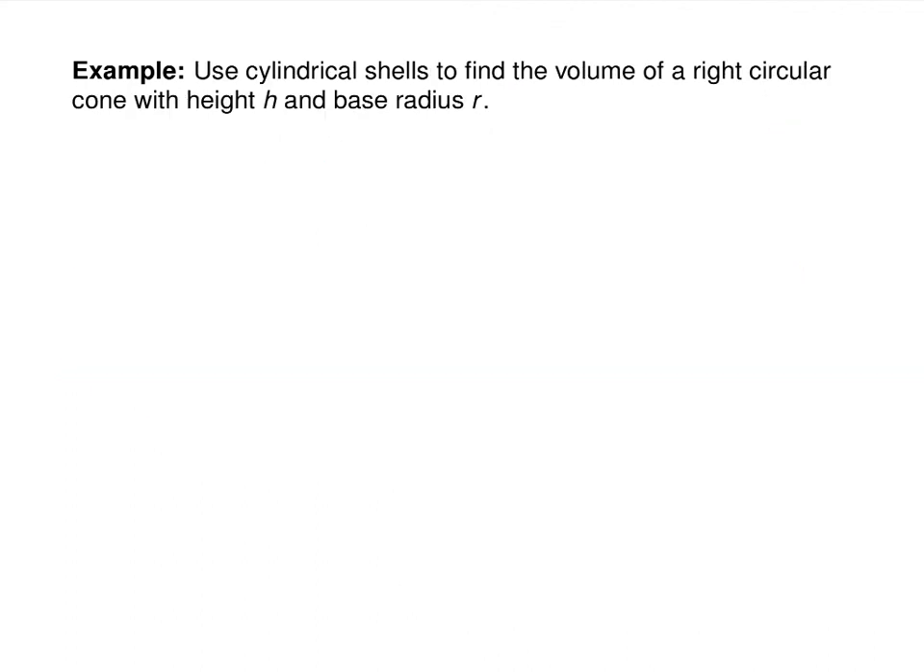And just like in the previous lesson, we proved one volume formula using the disk method, we're going to prove a volume formula using the shell method. So we're going to use cylindrical shells to find the volume of a right circular cone with height h and base radius r. And maybe you've seen this before in a calculus class or a geometry class, but the volume of a cone, as described, is pi over 3 r squared h. And we're going to actually prove why it is what it is.